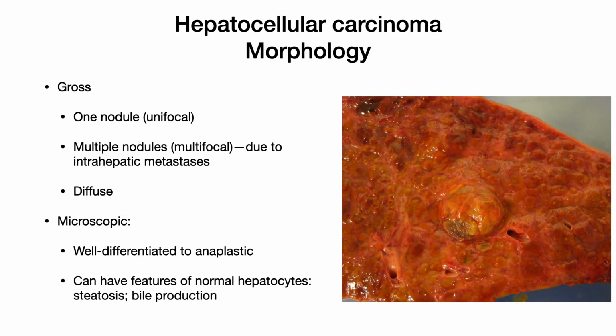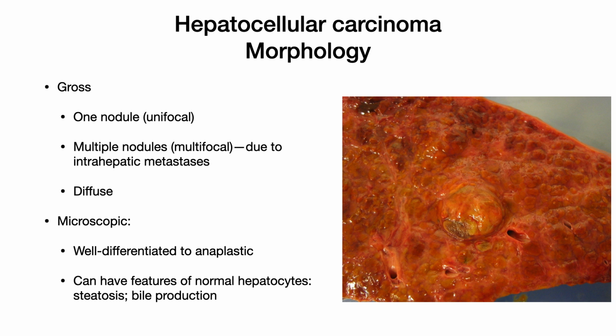So grossly, they can be one nodule, unifocal. As you see in the picture there, the one right in the center is slightly green. That is a hepatocellular carcinoma occurring in the background of cirrhosis of the liver. You can also see multiple nodules, and these are oftentimes due to intrahepatic metastases, and also it could just occur diffusely. Microscopically, it'll be highly variable.